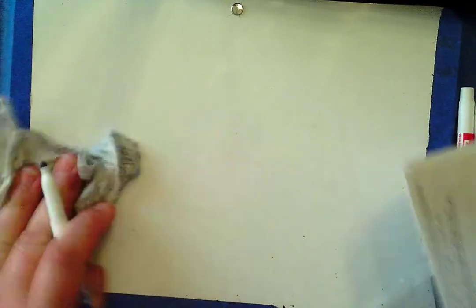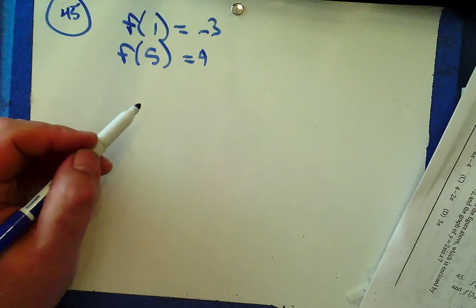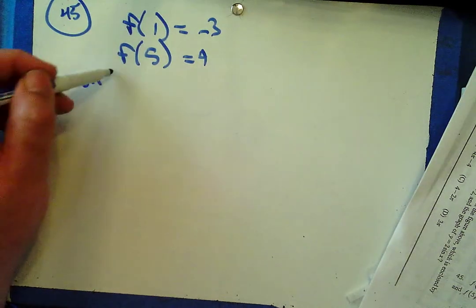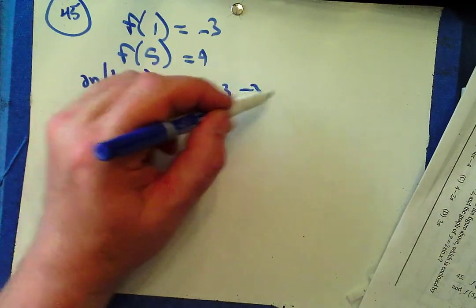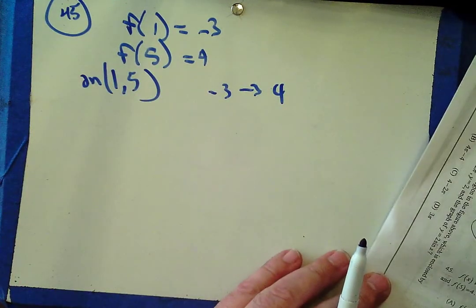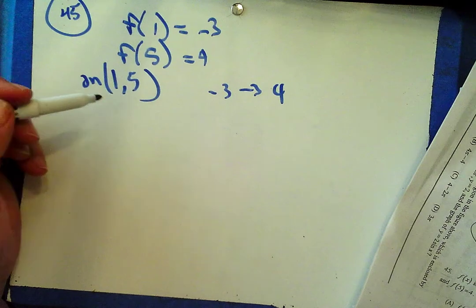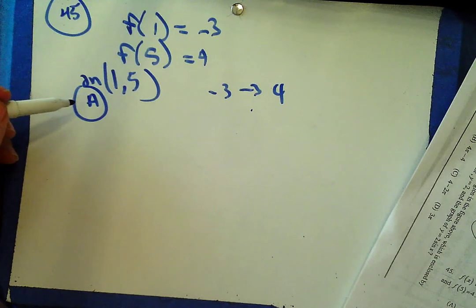We've got number 45 sideways here. Let's take a look at that. 45 says f is differentiable with f of 1 equals negative 3 and f of 5 equals 4. Which of the following must be true? Well, with intermediate value theorem, we know that on 1 to 5, we must pass through all the values from negative 3 to positive 4. And I don't have that. F equals 0. Yes, I know that A must be true.